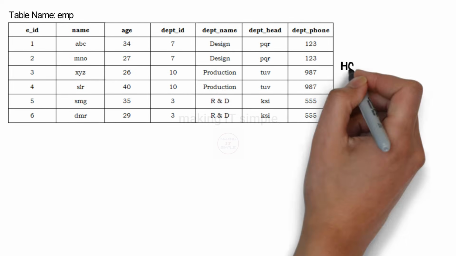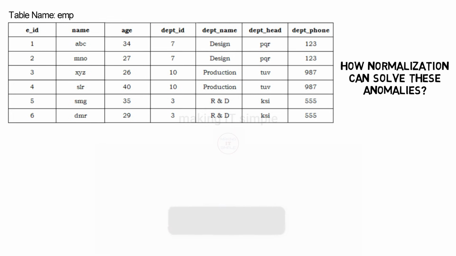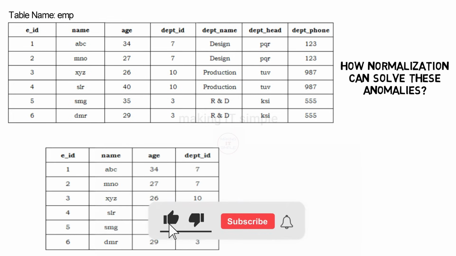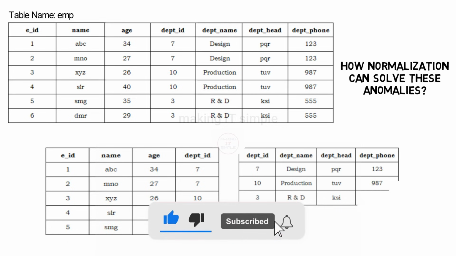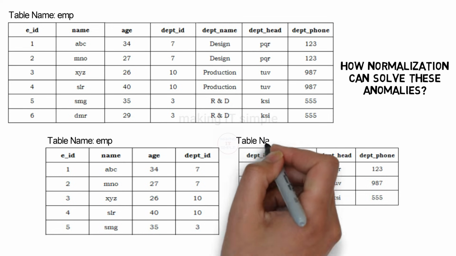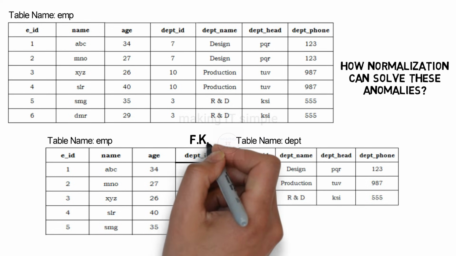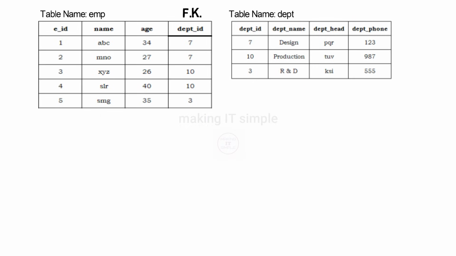Let us see how normalization can be used to remove the redundancy from this table. Solution to this problem is that we can simply divide this one table in 2 different tables. One separate table of employee and another separate table of department. We will add department ID as a foreign key in the employee table. Now let us check if we face the anomalies.